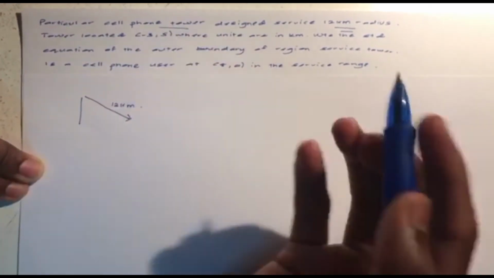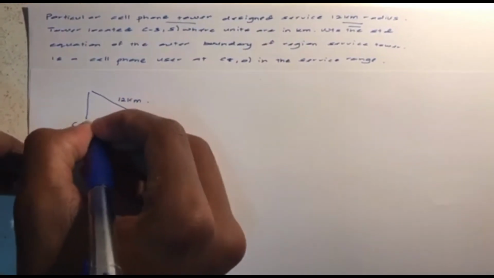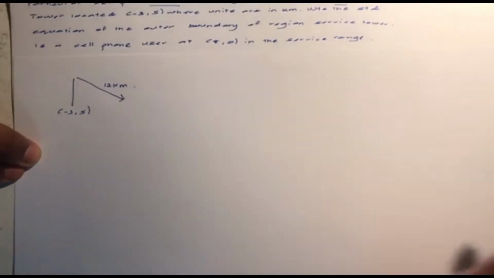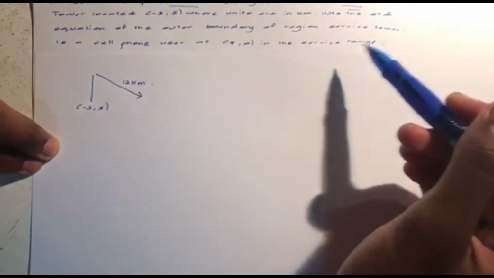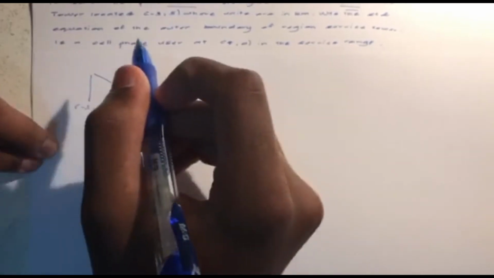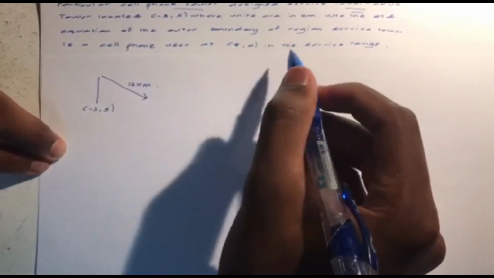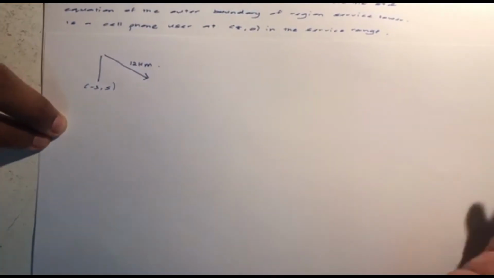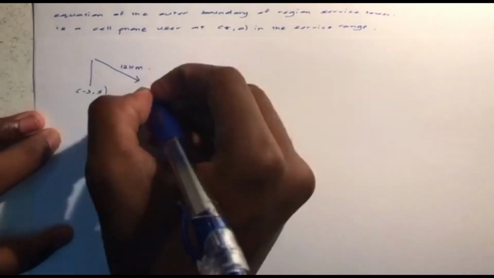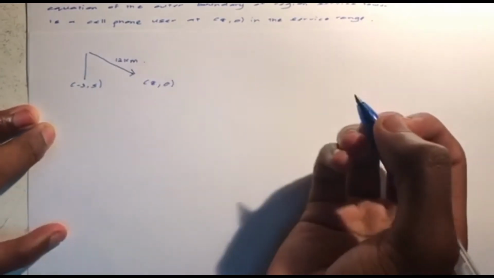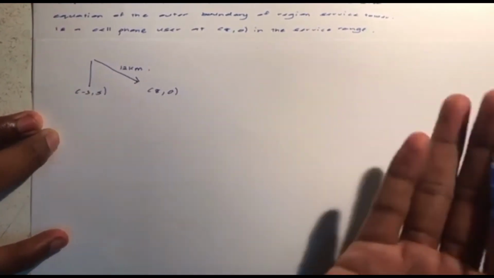It's also stated the tower is located at coordinate (3, 5). Let's just say this is 3 and 5, and the coordinates are in km. They're asking what's the standard equation of the outer boundary of the tower's service region, and is a cell phone user at (8, 0) within the service range. So they're basically asking if a person stands at the (8, 0) coordinate, will he get signals for his phone, to use internet, YouTube and so on?